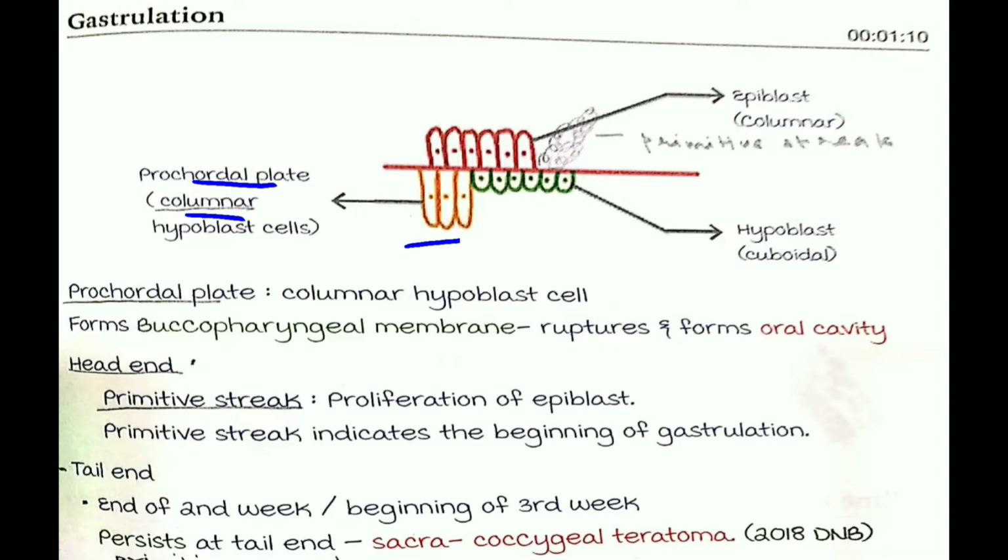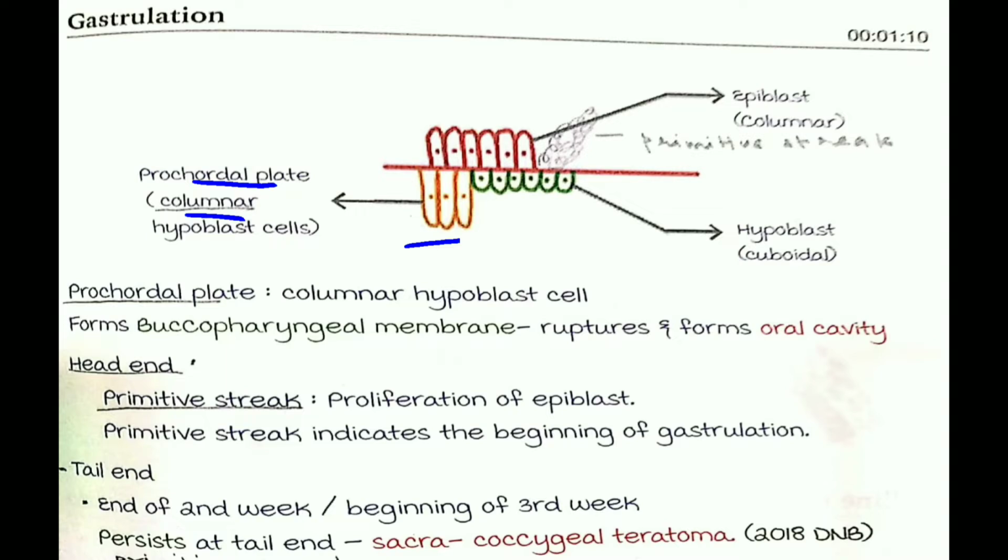Before the formation of the prechordal plate, we just had epiblast and hypoblast, and we didn't know which was the tail end and which was the head end. After the formation of the prechordal plate, which becomes the buccopharyngeal membrane and ruptures to form the oral cavity, we know that the prechordal plate forms the head end, or the oral cavity. And this was happening in the hypoblast area.